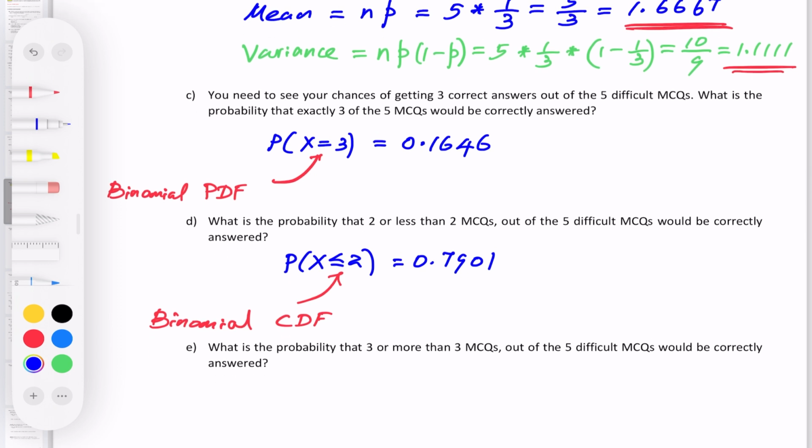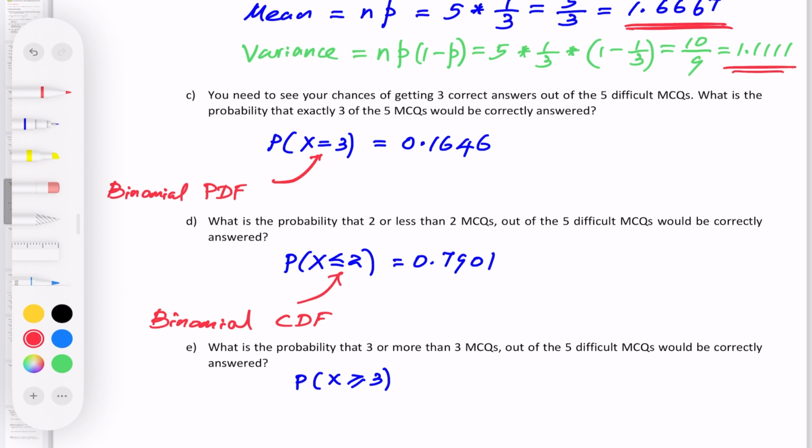Alright, let's go to part E. What's the probability that 3 or more than 3 MCQs out of the 5 difficult MCQs would be correctly answered? That means I need the probability that x is greater than or equal to 3. Please remember that x is a discrete random variable. So, can you find the probability x greater than or equal to 3 directly and only by using the calculator? Well, we cannot do that. For a discrete random variable, for a right-hand probability of this nature, we have to use a specific equation.